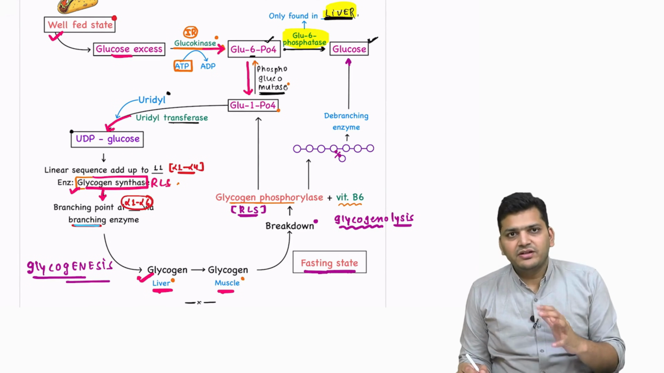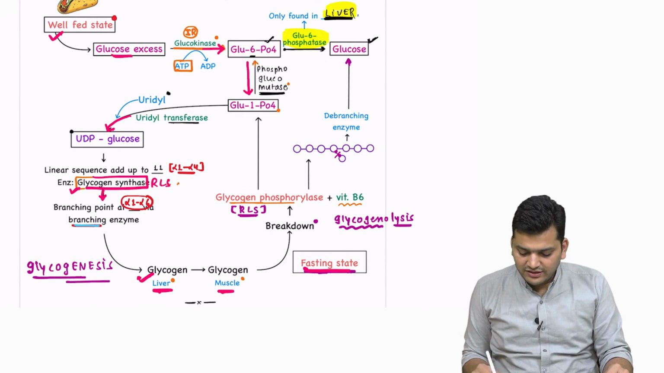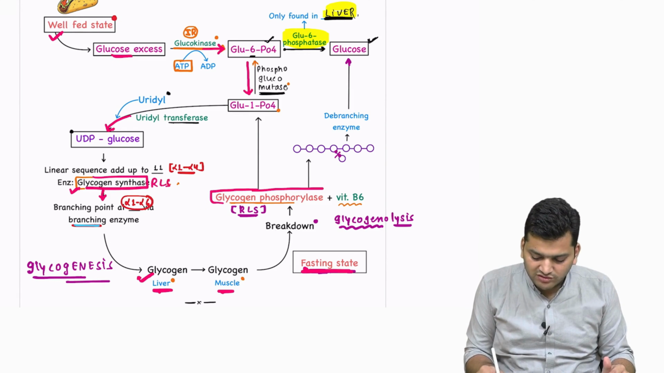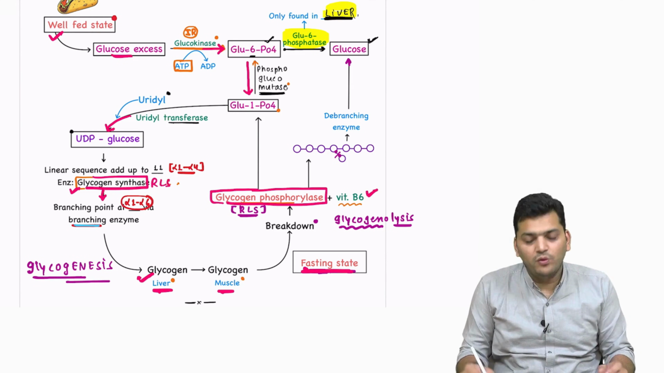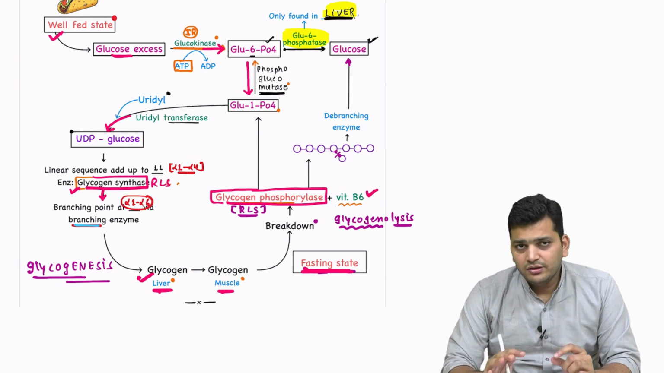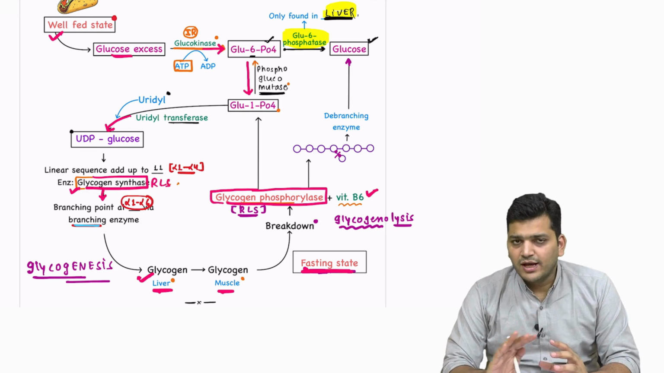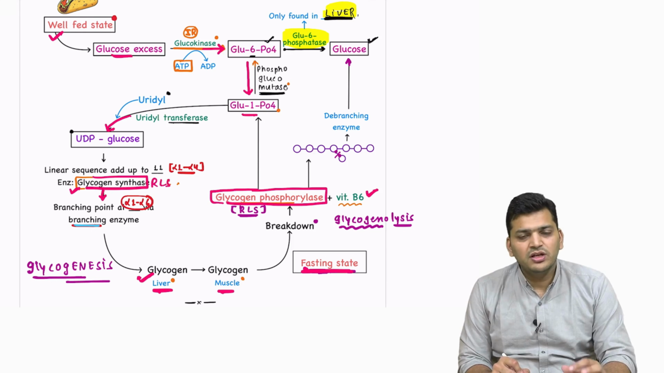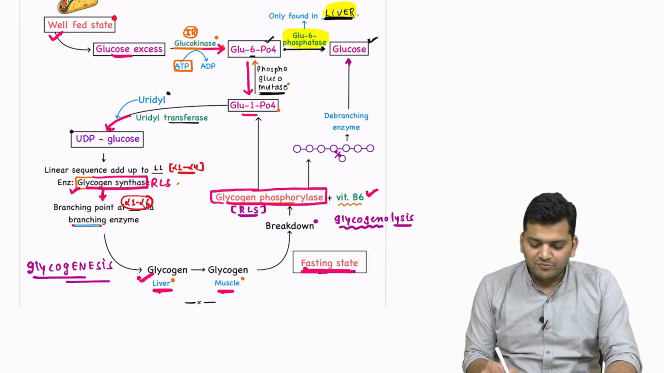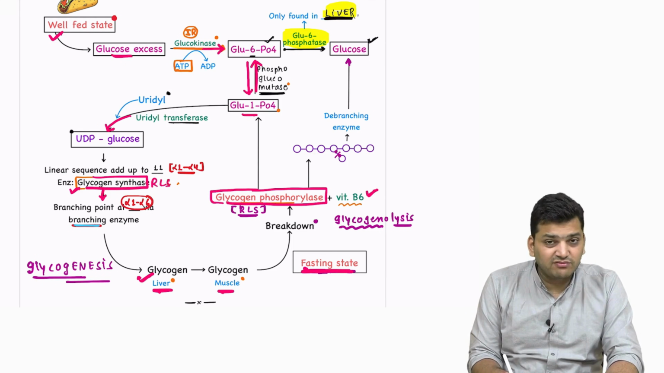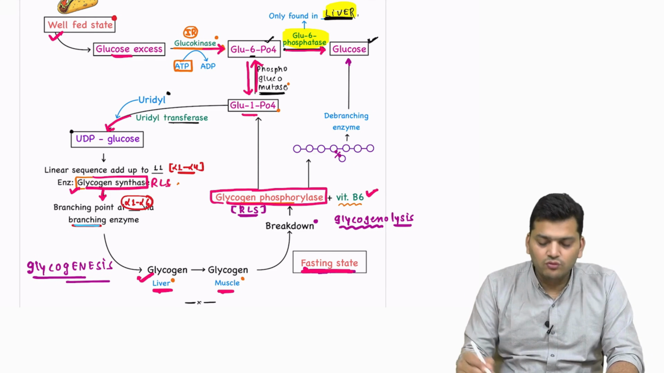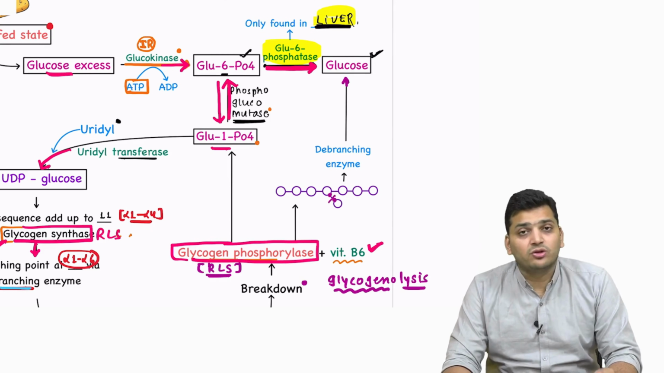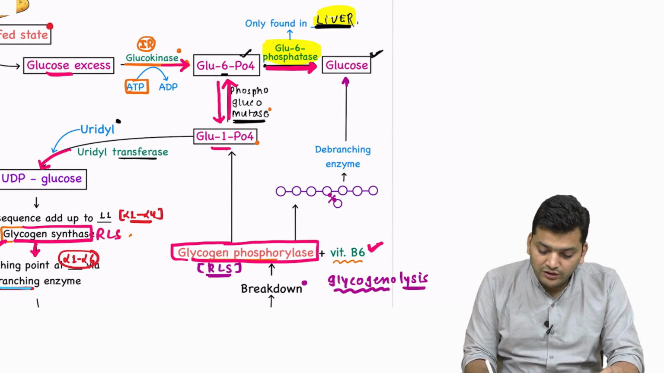When we are in the fasting state, we are going to cut the glycogen. To cut the glycogen, the main important enzyme is glycogen phosphorylase. This is the rate limiting enzyme, and the coenzyme is vitamin B6. When you cut the glycogen molecule, we are going to get glucose 1-phosphate. We don't get the UDP-glucose, we get glucose 1-phosphate. The glucose 1-phosphate then can convert into 6-phosphate and then ultimately can convert into glucose. To convert the glucose 6-phosphate into glucose, we require a special enzyme called glucose 6-phosphatase, which is only found in the liver.